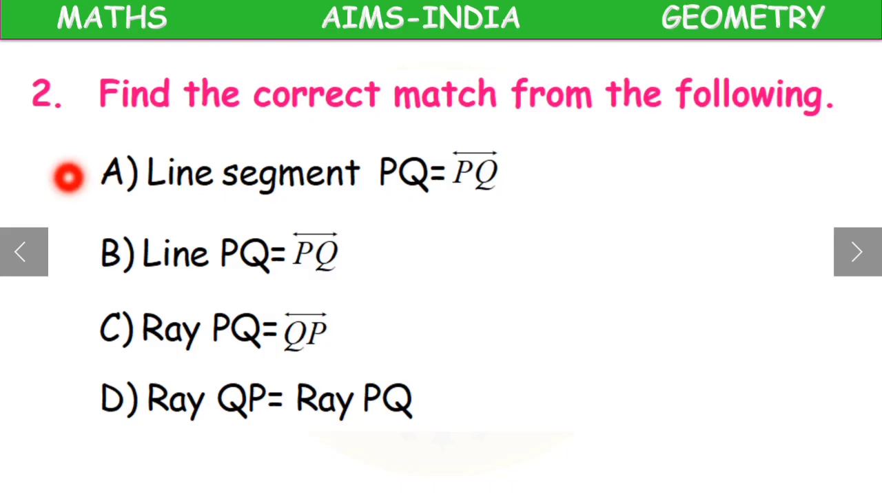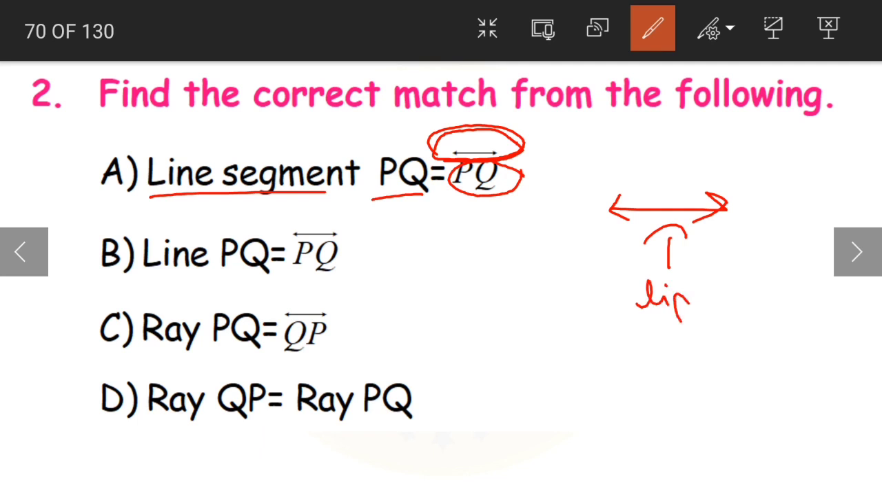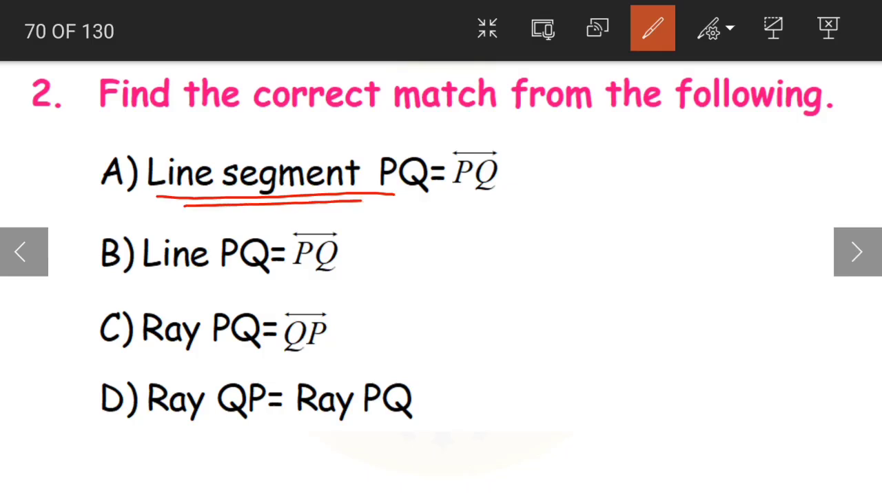Coming to question 2, find the correct match from the following. Again here children, the first one is line segment PQ. And here the name is also PQ, but if you look above our PQ, what is the symbol? See, this is the symbol. This is the symbol we use to represent lines. Here it is line segment PQ, but we have written it as line PQ.